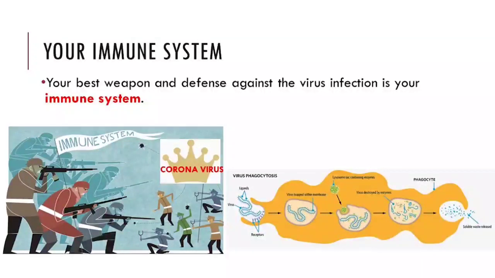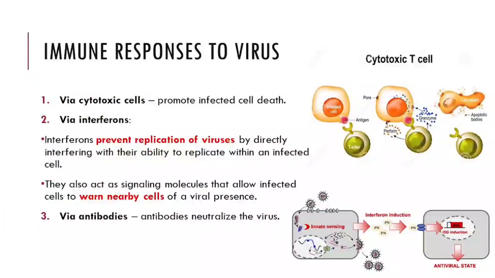What is phagocytosis? Our white cells, our macrophages, are like a lion. They can be very aggressive, so they engulf. Engulf means they eat up, they ingest. So when your immune system is strong, the immune cells can engulf the virus. Of course, there are other immune responses to the virus.